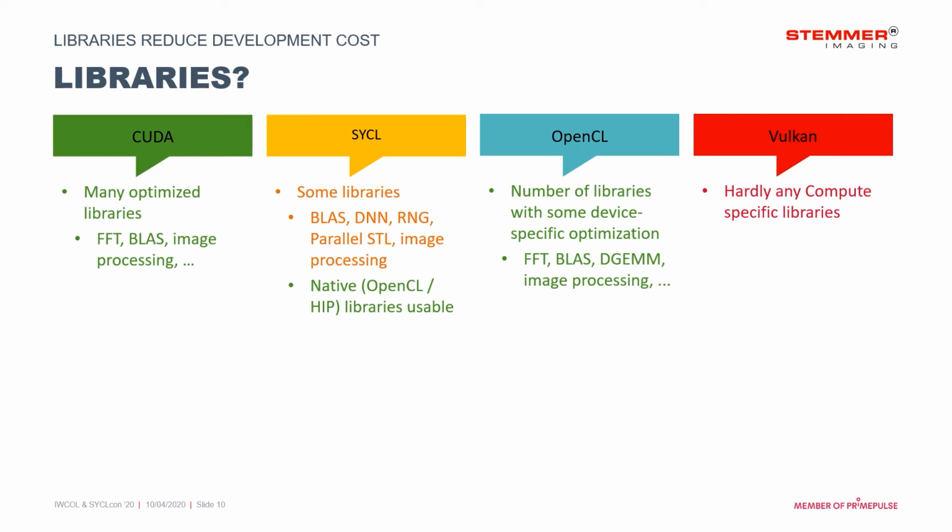For Vulkan, there are not yet that many compute-specific libraries, but again, there are libraries that you might want to reuse from graphics applications. For example, there's a memory allocator that can well be used in compute applications as well, because it helps you optimize your memory allocations to reduce fragmentation of your memory.